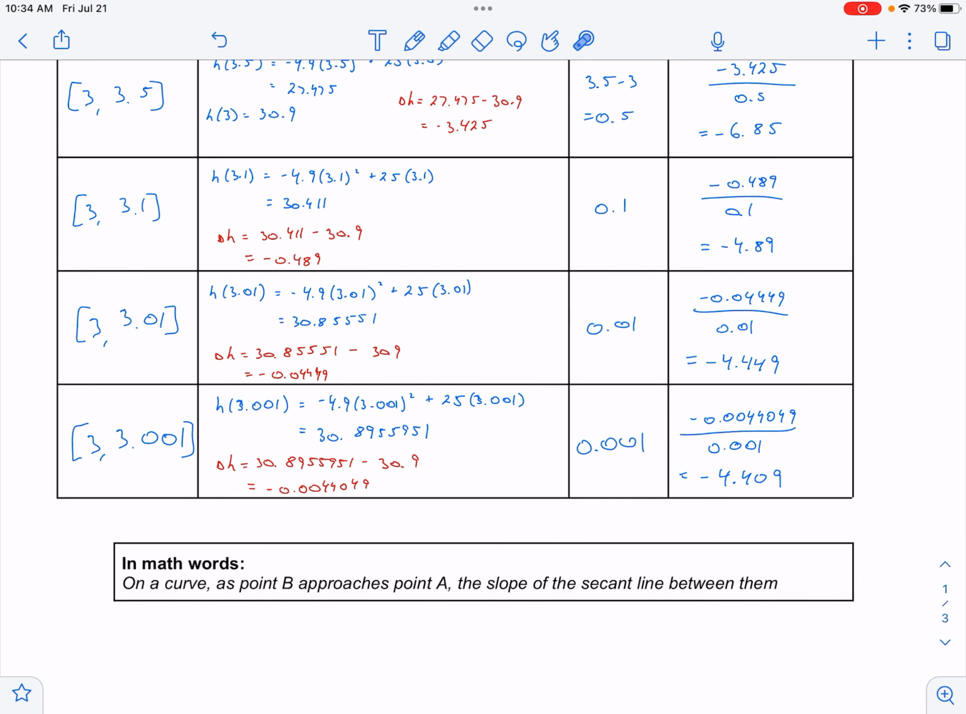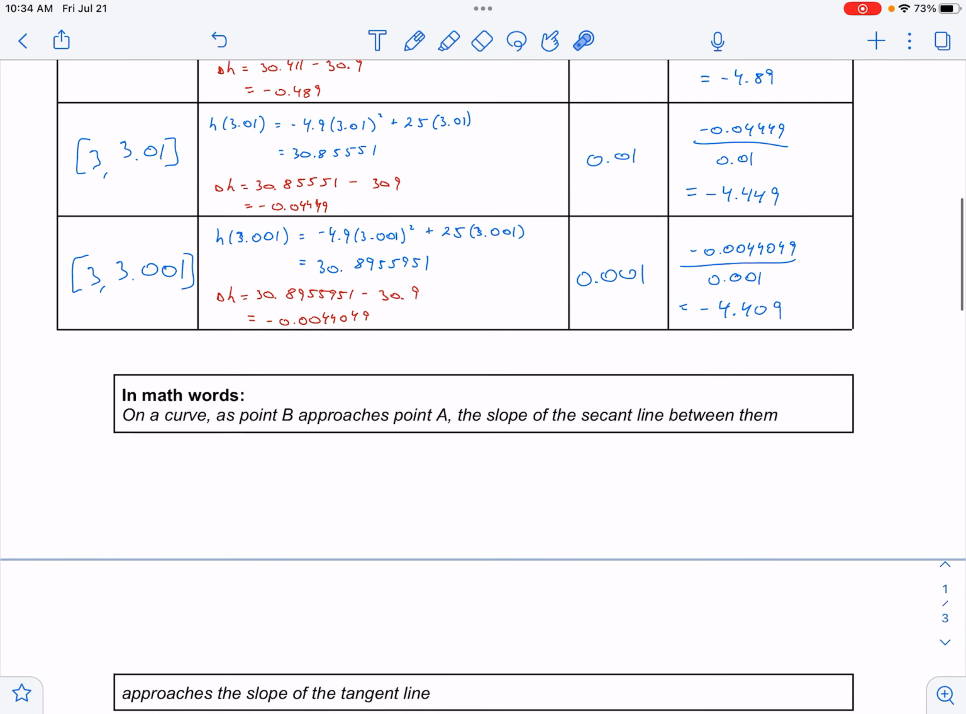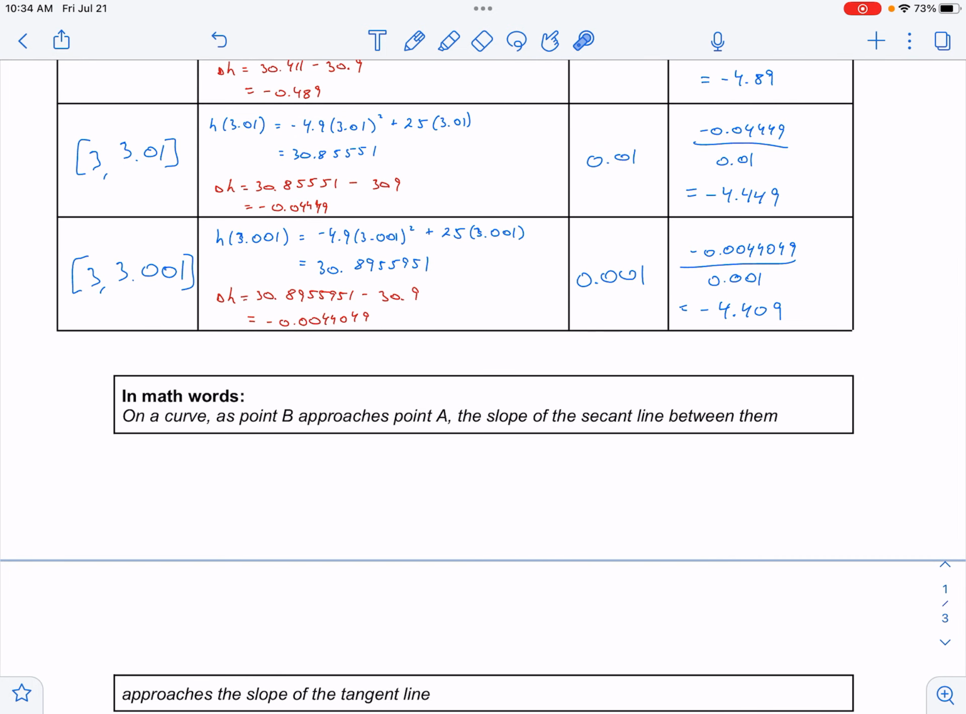In math words, essentially what's happening: on a curve, as point B approaches point A, the slope of the secant line between them is approaching the slope of the tangent line.